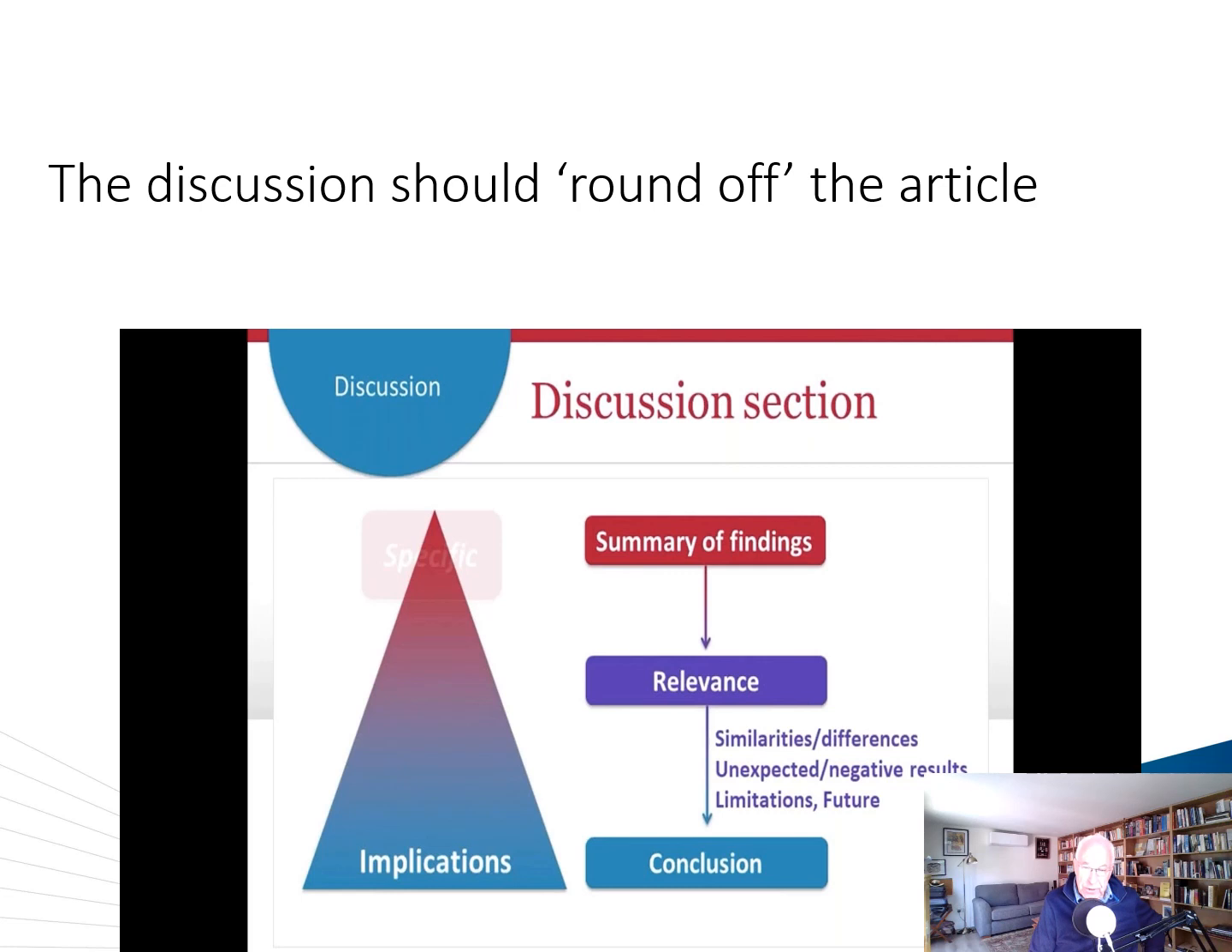So the discussion should round off the article. In other words, it should start off narrow and it should end up broader, as the shape of an article suggests. So one way is to summarize the findings and then to state the relevance, look at similarities, differences, unexpected results, what the limitations are, any future work, and then the conclusions from that work.